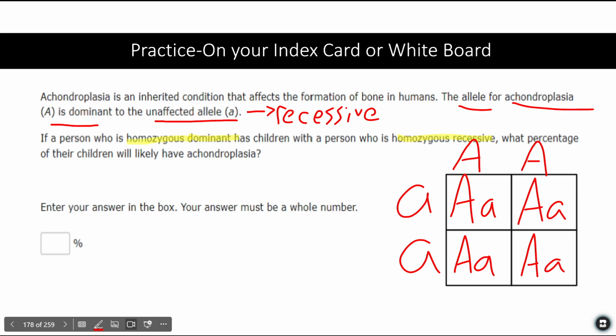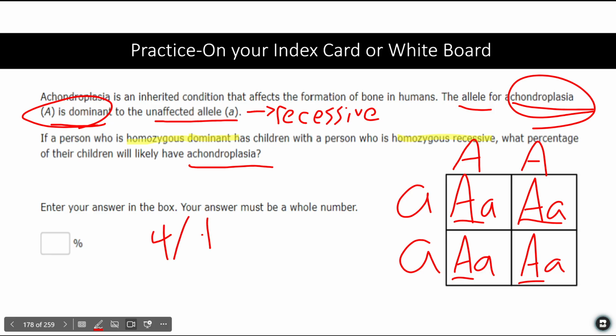And we are looking for the chance of a child having achondroplasia. We are told that achondroplasia is dominant. Again, achondroplasia is dominant. So if there is a capital letter, 4 out of 4, that is going to give us 100% chance.